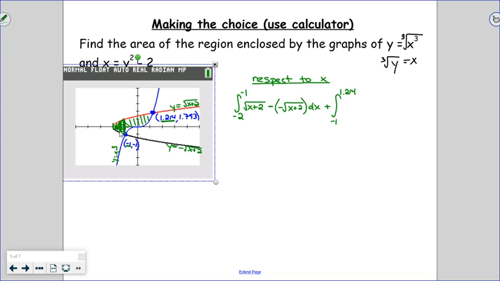Top function is still our square root of x plus 2. Bottom function becomes the blue, which is x cubed. It does. The subtraction takes care of it between the two. All right. Grab your calculators. Math 9 that for me.